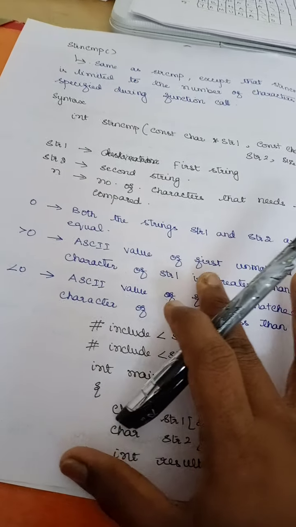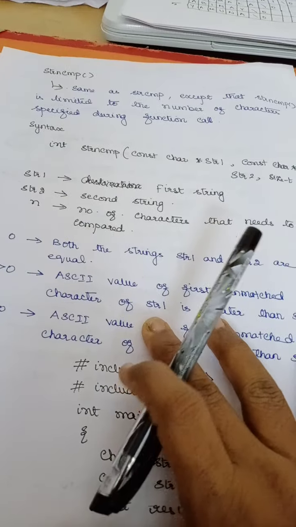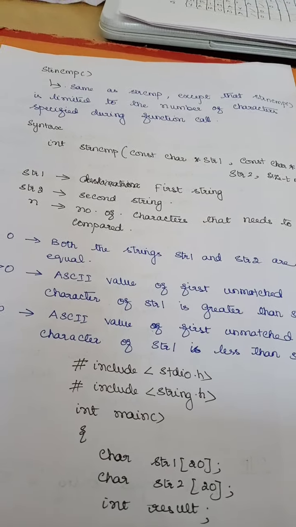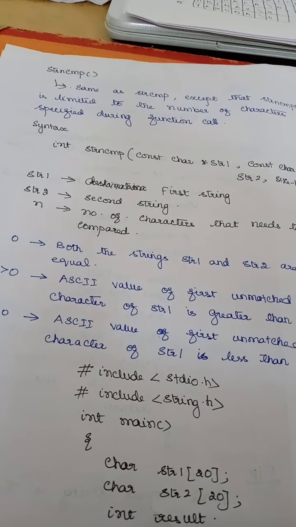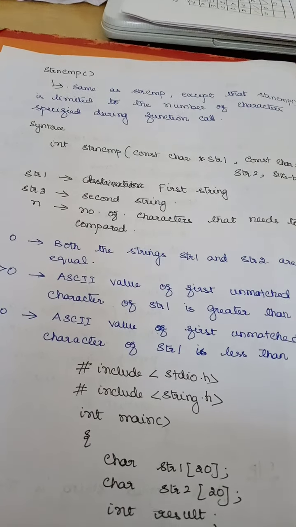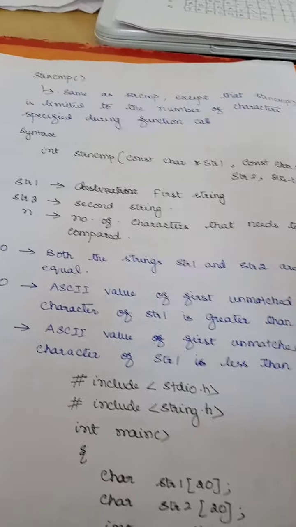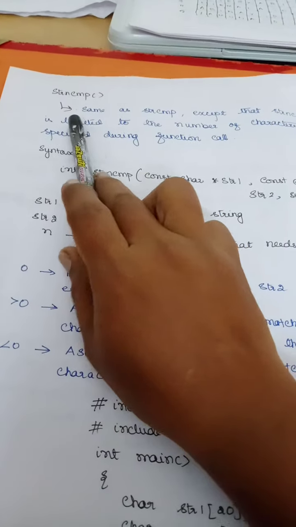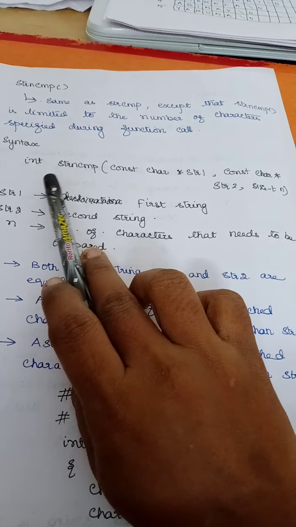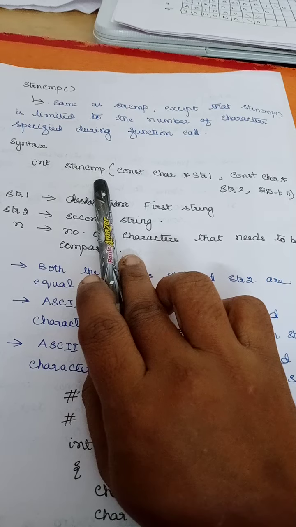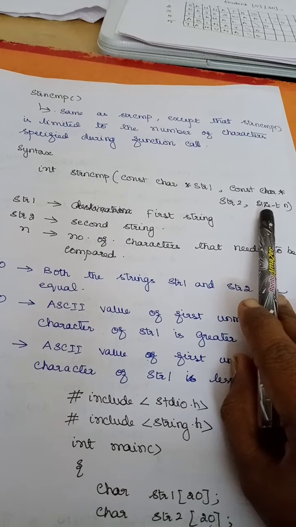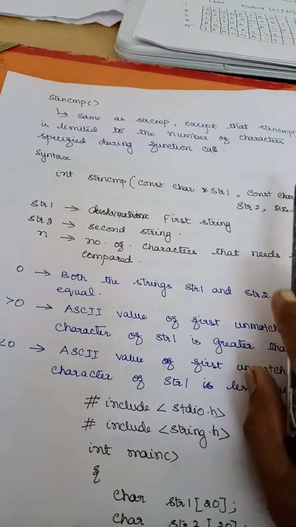And then similarly you have strncmp. Compare is used to compare the 2 strings, whether they are equal, whether string 1 is less, or whether string 2 is greater. So strncmp means it will check only the first n characters. It will compare only the n characters of both the strings. Now check here: int strncmp, where I have got a first string, a second string, and here I will specify the number of characters I want to check.